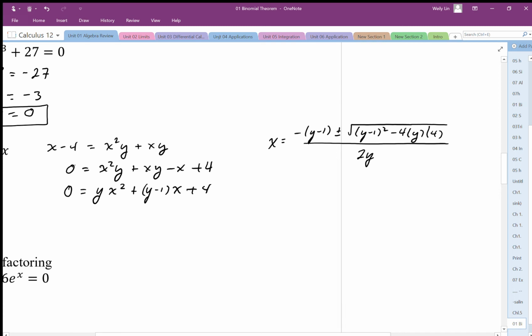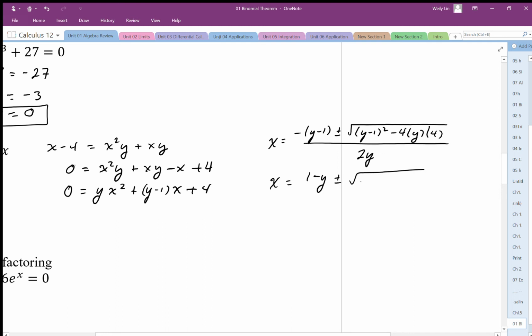So now I've solved my quadratic equation in terms of x. Now I could simplify this as best I can. This looks like 1 plus 1 minus y plus or minus.